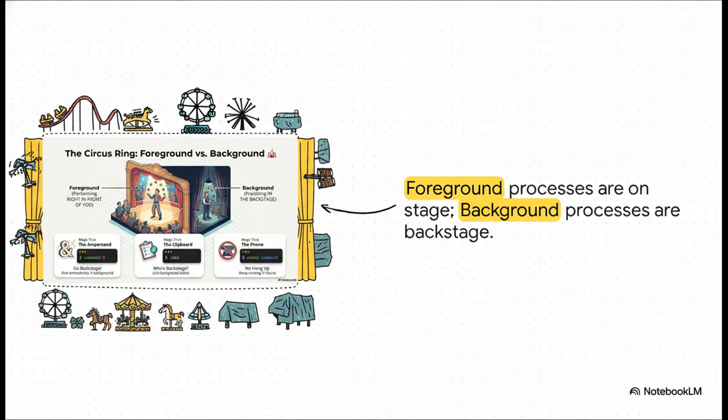Now, your park basically has 2 areas where rides can run. Let's call it the job circus. You have the main stage, the foreground, where you're actively watching and interacting with a ride. But you also have the backstage area, the background. This is where rides can keep running without you having to watch them. And with a simple little trick, you can send a long-running ride backstage so you can get on with other tasks in the main ring.